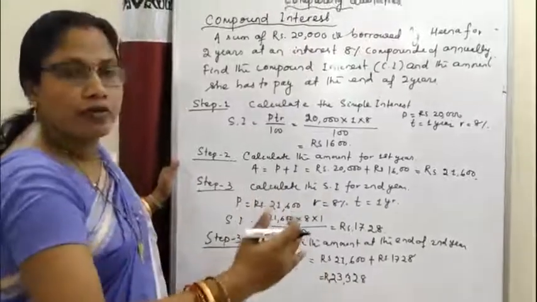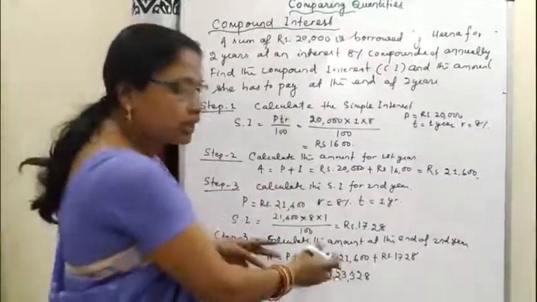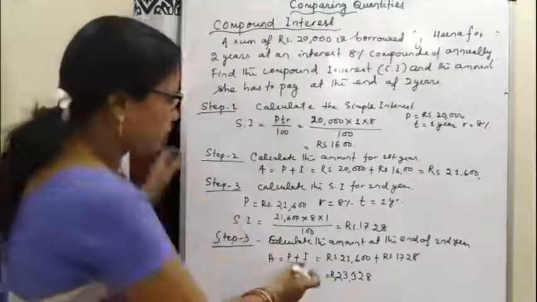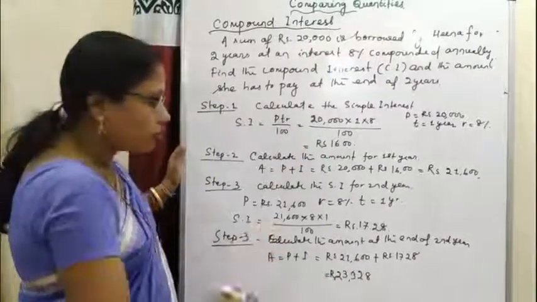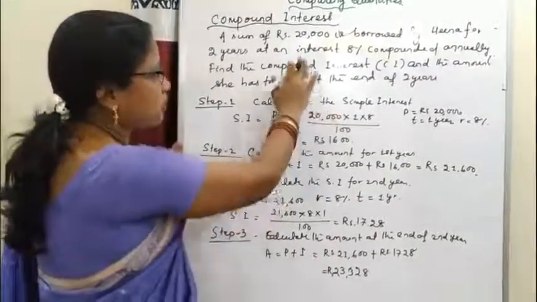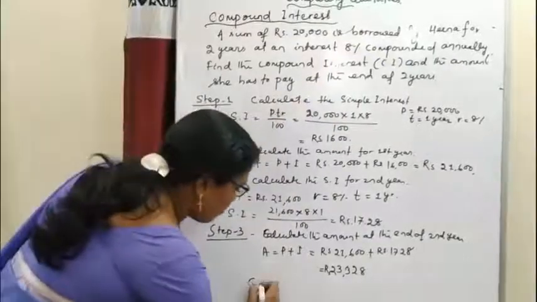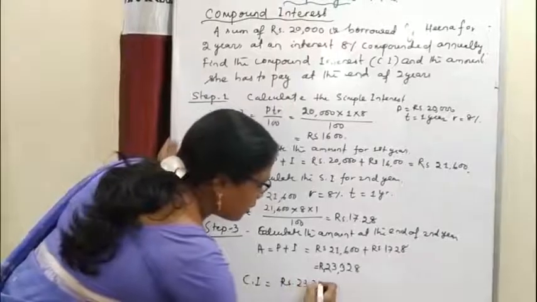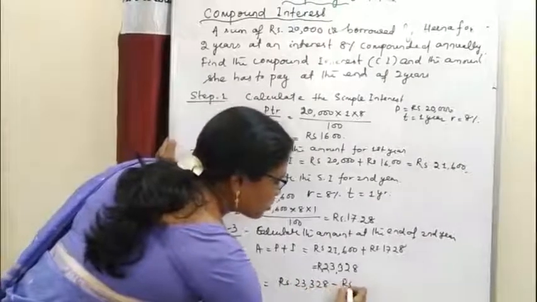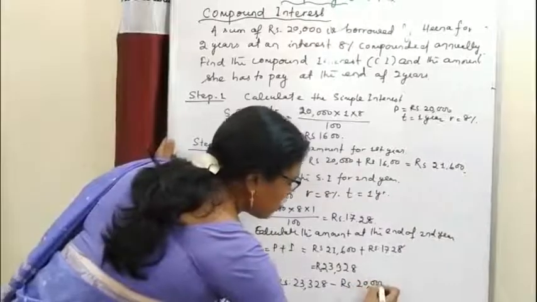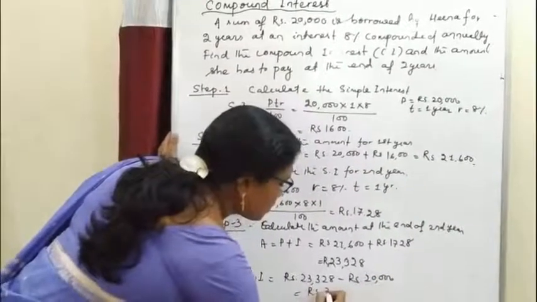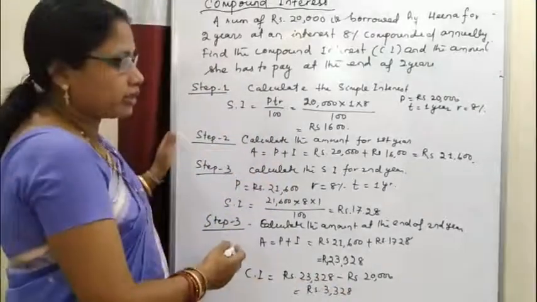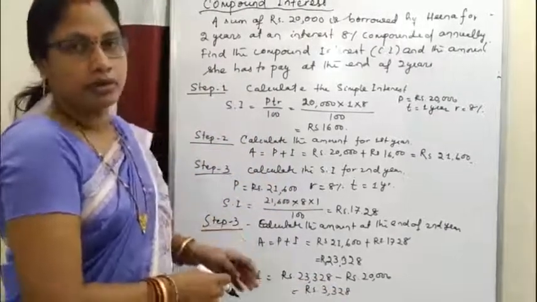If we will continue for third year, then this will be the principal for third year. So like this we can find out the amount. This is the amount. Then what is the compound interest? At first our principal is 20,000. So compound interest is equal to rupees 23,328 minus rupees 20,000. So this is equal to rupees 3,328. So this is the compound interest at the end of second year.